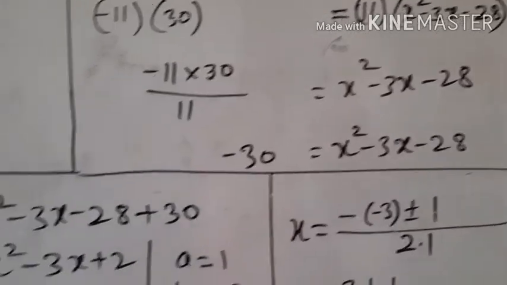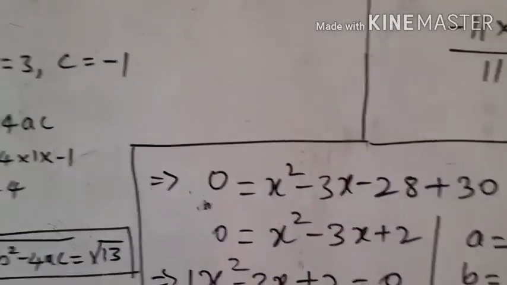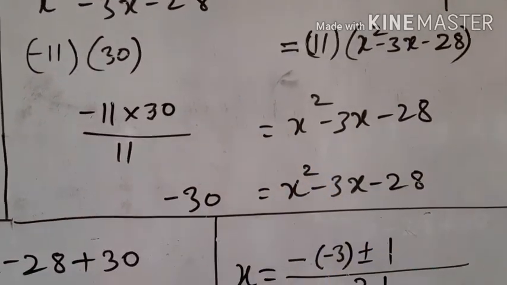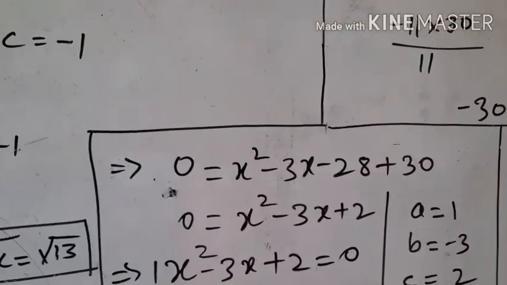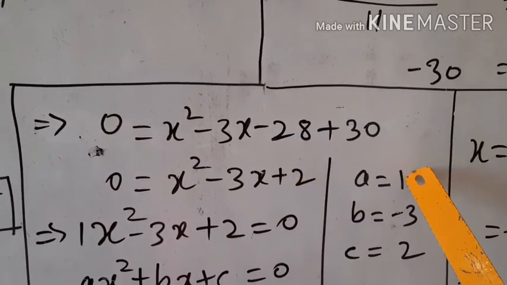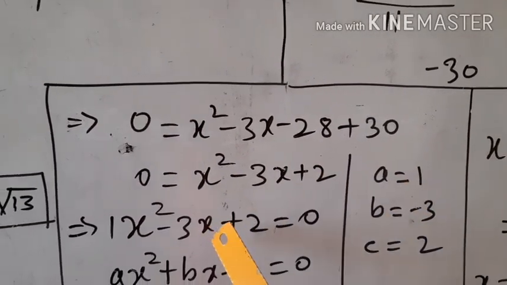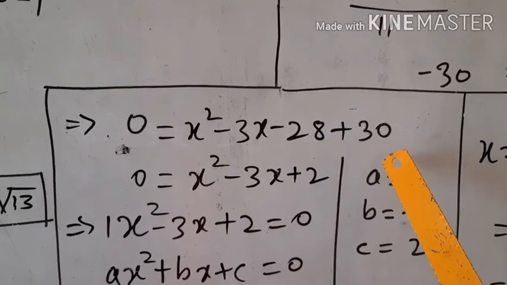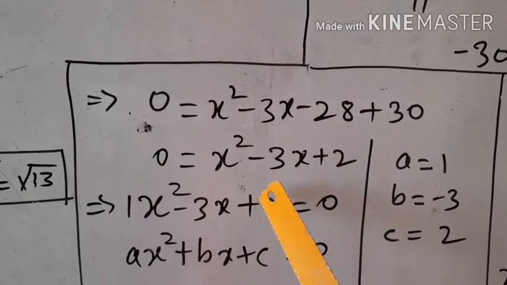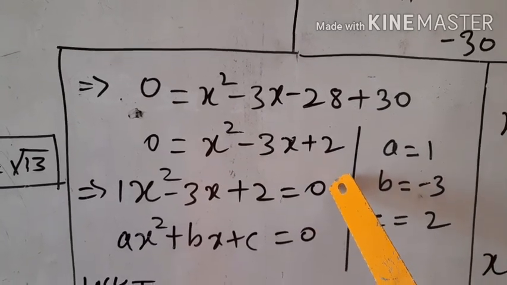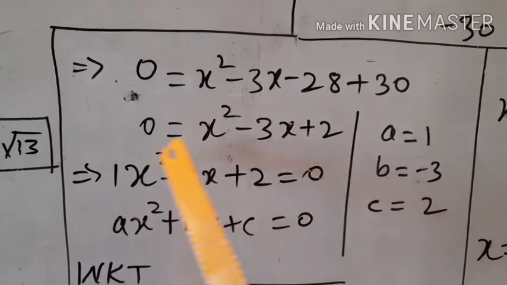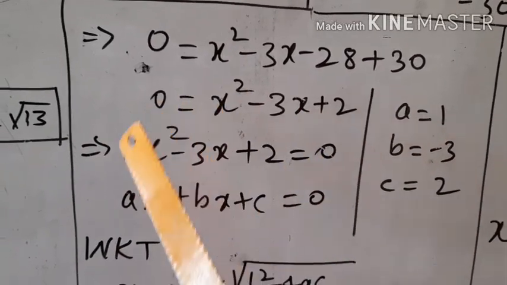Now I transpose this minus 30 this side, it becomes plus 30. Therefore 0 equal to x square minus 3x minus 28 plus 30. Now minus 28 plus 30 is plus 2. Therefore 0 is equal to x square minus 3x plus 2, or x square minus 3x plus 2 is equal to 0, which is the required quadratic equation.